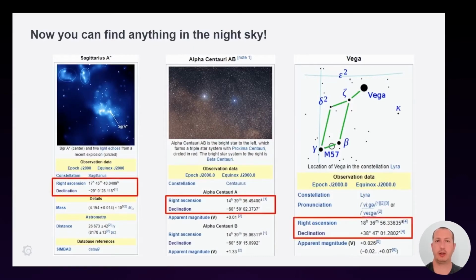It also means now you have an idea of popular objects in the night sky and roughly where they are located. The black hole in the middle of our galaxy, our closest neighbor, or even the second brightest star in the northern hemisphere, Vega. Reading the coordinates, you can tell whether it is visible in the northern or southern hemisphere and roughly how long you'd need to wait for the Earth's rotation to bring the object to your visible view.